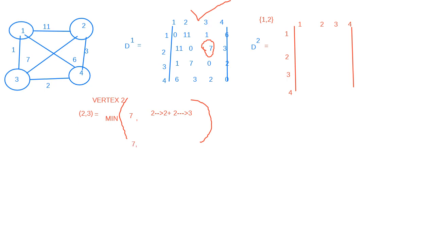Now what is 2 comma 2? 2 comma 2 is 0. And what is 2 comma 3? It is 7. So from 7 and 7, which one is minimum? 7 is minimum, so the value remains the same. Now you solve for 2 comma 4, and likewise you solve it.